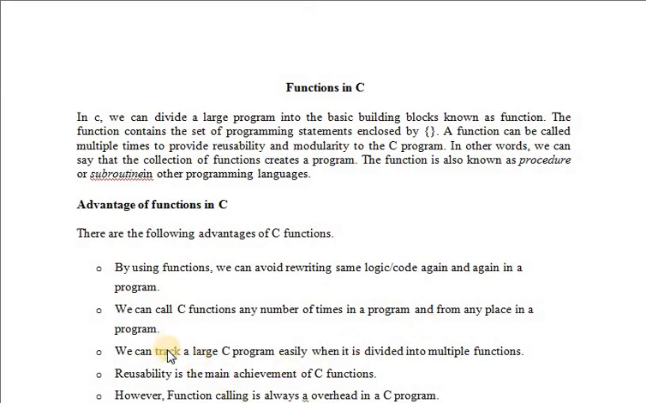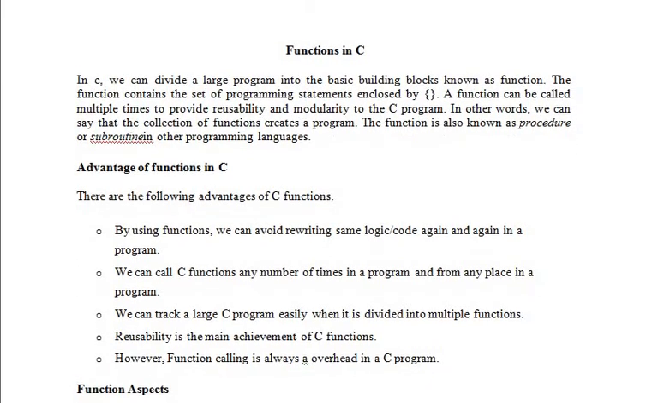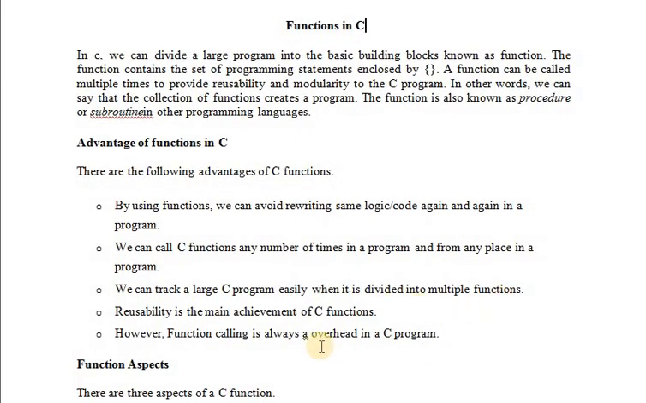We can track a large C program easily when it is divided into multiple functions. Reusability is the main achievement of the C function. So you can use the code again and again. However, function calling is always overhead in a C program.